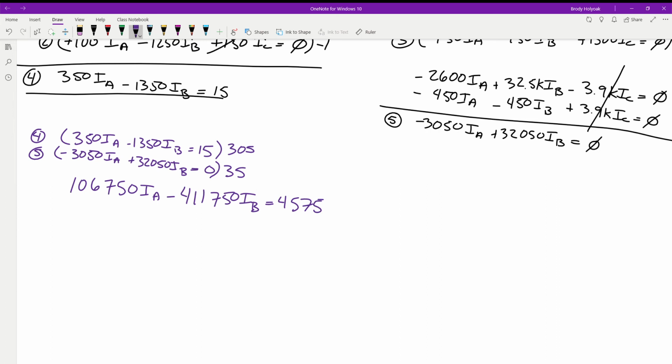Now there's a reason I'm doing this. I'm breaking these out instead of just putting them into standard engineering notation, because I don't want to lose any of this data. I don't want it to round off. So that's why I'm keeping multiple digits and a lot longer than what we would normally keep. Okay, our bottom. So negative 3050 times 35 gives us a negative 106,750 IA. The 32,050 times 35 is going to give us a larger number.